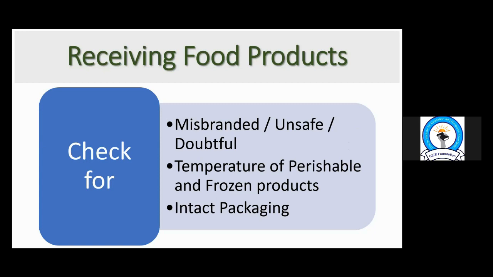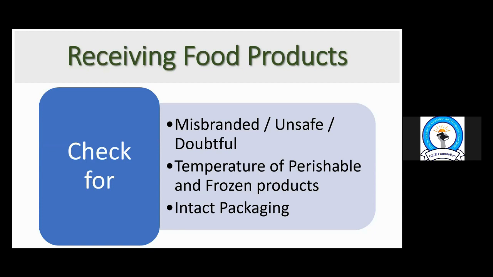So you'll check whether the name of the food product is written properly or not. Then the name of the company, whichever firm is producing it, is written properly over there or not, and the address, very important, the address of the manufacturer. If these things are not properly there on the label, then definitely the food is going to be doubtful.